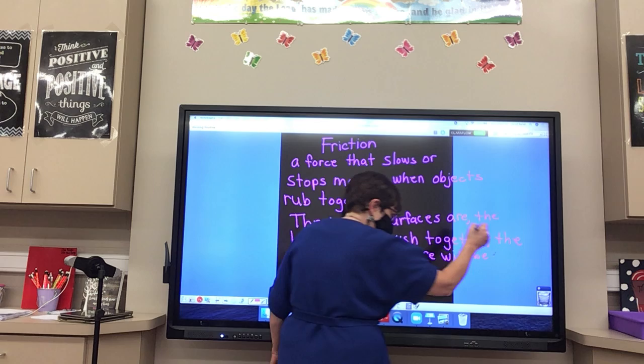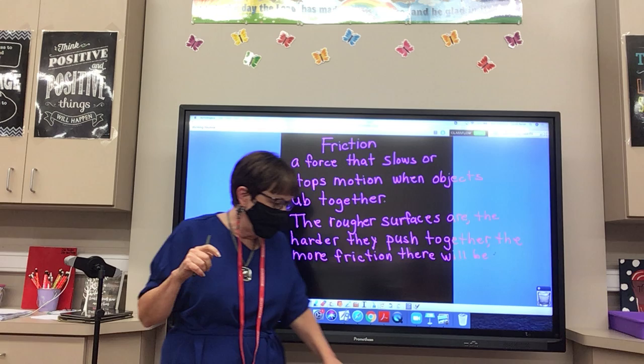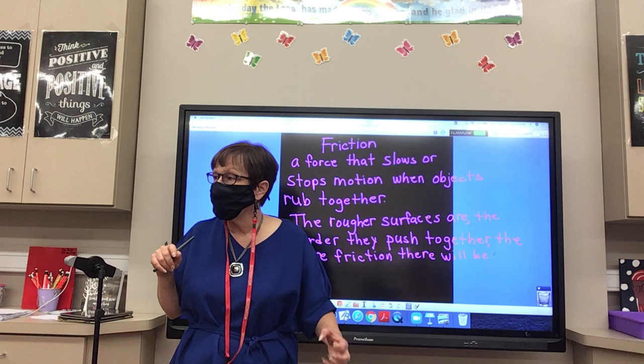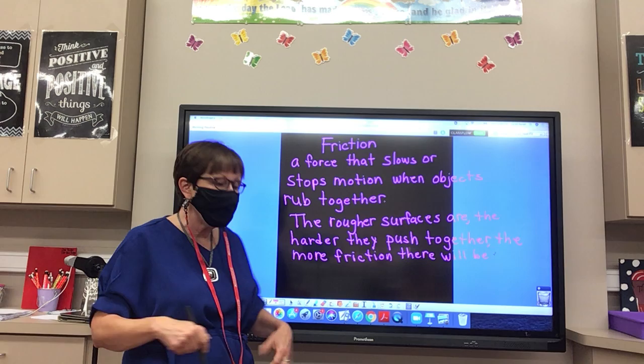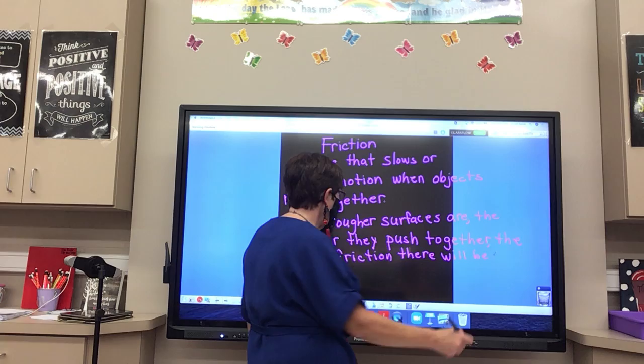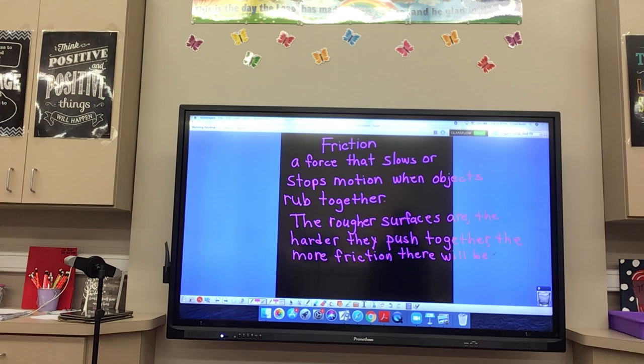So, boys and girls, look, we have a ball rolling on rough grass or a rough surface. What kind of friction will there be? Will there be more friction or less friction if you're on a rough surface? Santiago? More. Everybody put more there for the ball rolling on the rough surface. More friction. Definitely more.